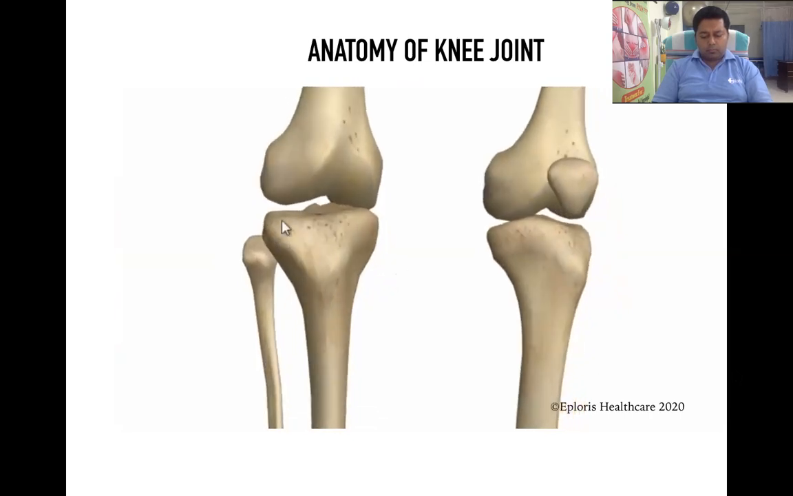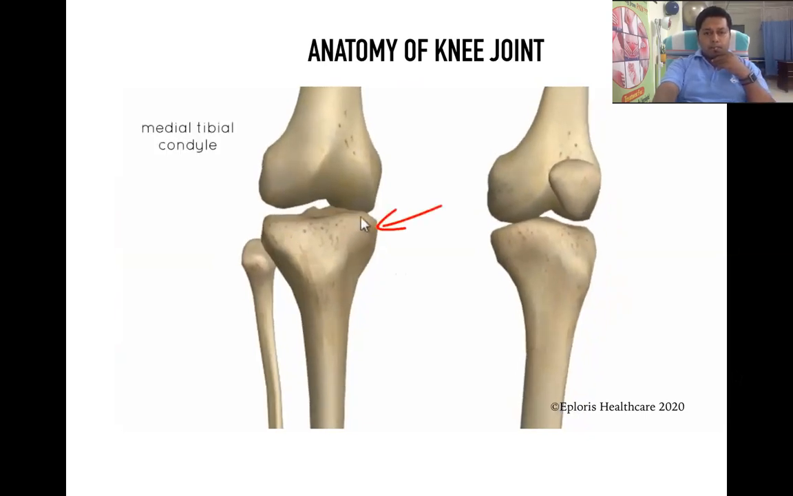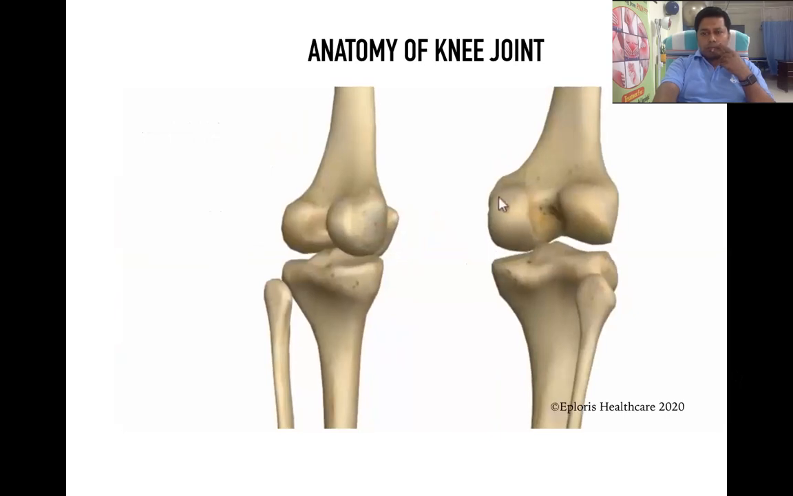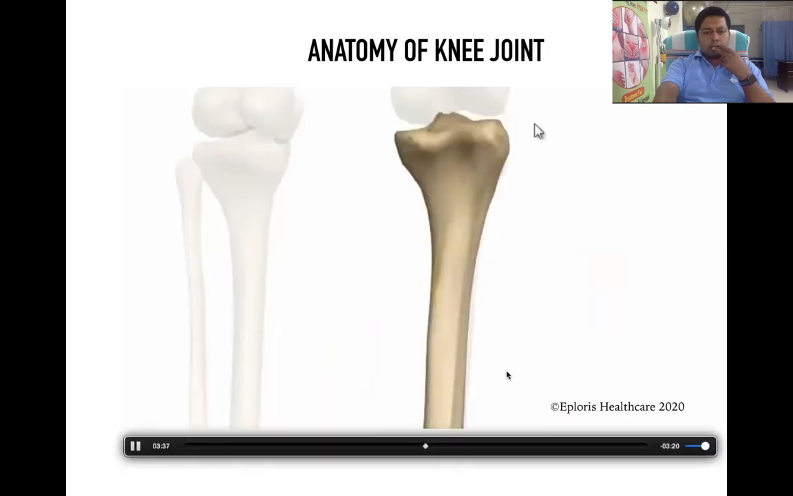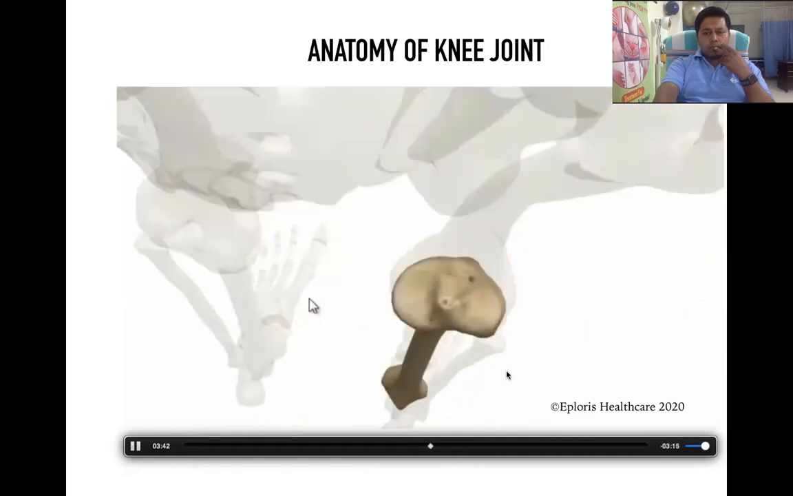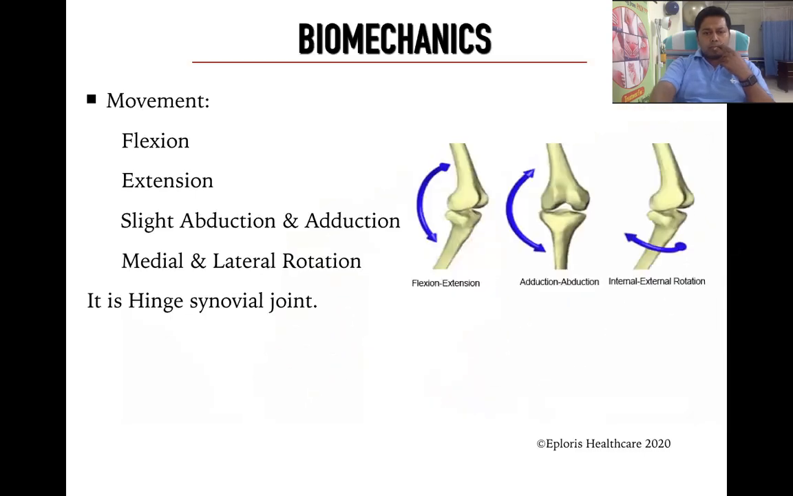So look at the proximal tibia. You've got the tibial condyles which articulate with the femoral condyles. So you've got a medial tibial condyle and a lateral tibial condyle. And I'll just remove the other bone so we can look at the superior aspect of the tibial condyle. I'm just going to rotate the model. So we're looking at the superior aspect, and you can see that.